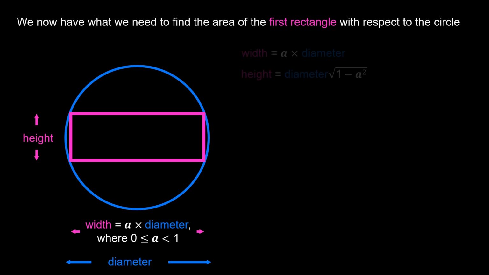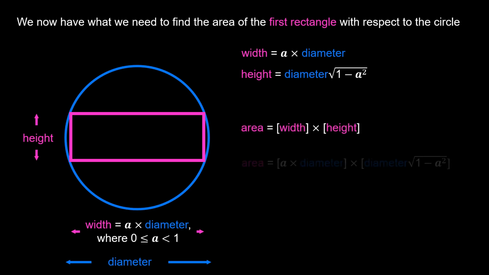We now have what we need to find the area of the first rectangle with respect to the circle. The width is a times the diameter, and the height is the diameter times the square root of 1 minus a squared.